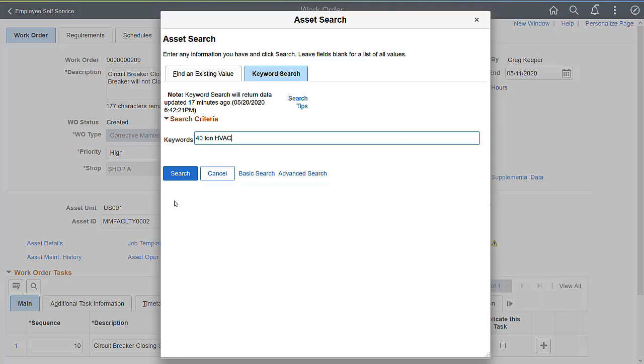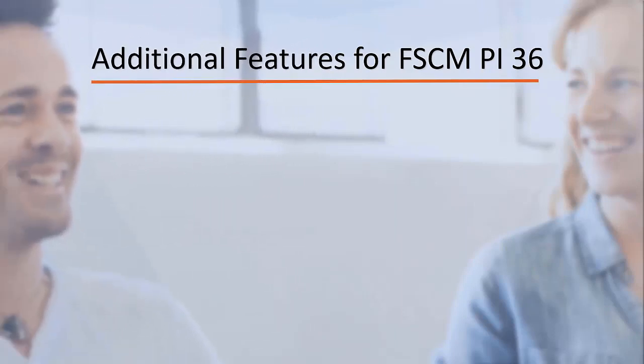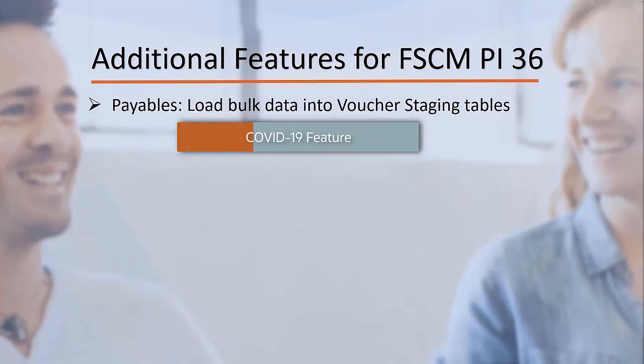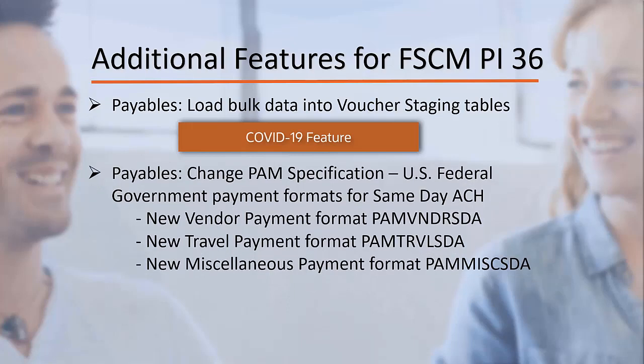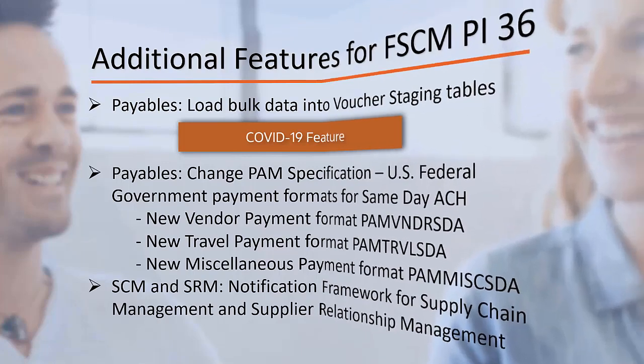The search works across asset management business units and returns detailed asset information like asset ID, tag number, serial ID, and more. This completes our demonstration of Enhanced Work Order Search. Additional features added for FSCM Update Image 36 include load bulk data into voucher staging tables, payment formats for U.S. federal government PAM specifications, and supply chain management and supplier relationship management utilizing the notification framework.